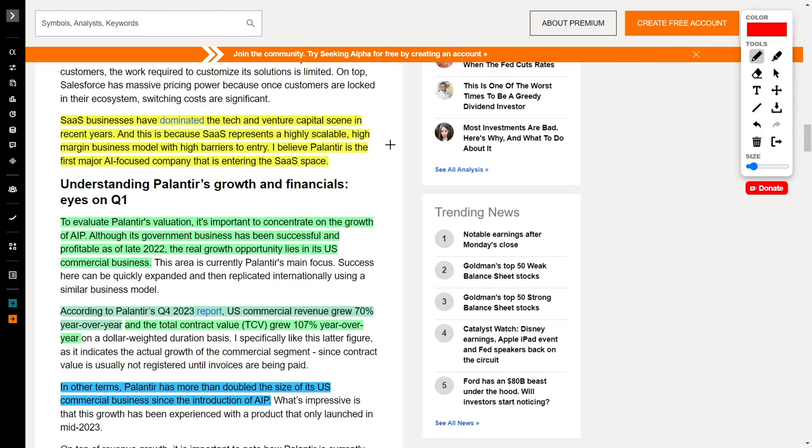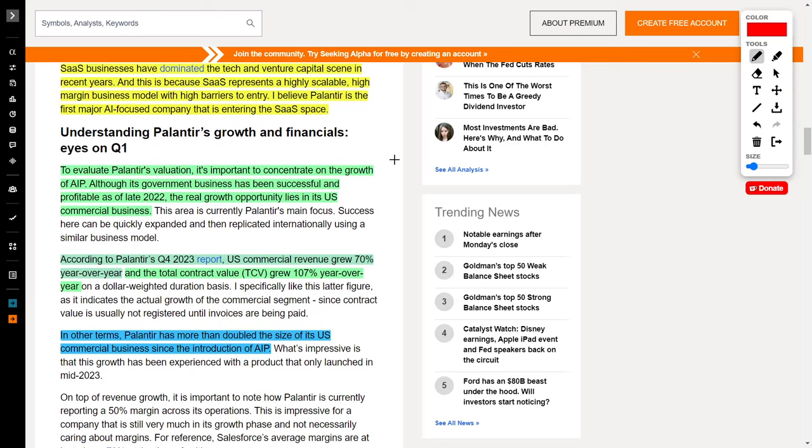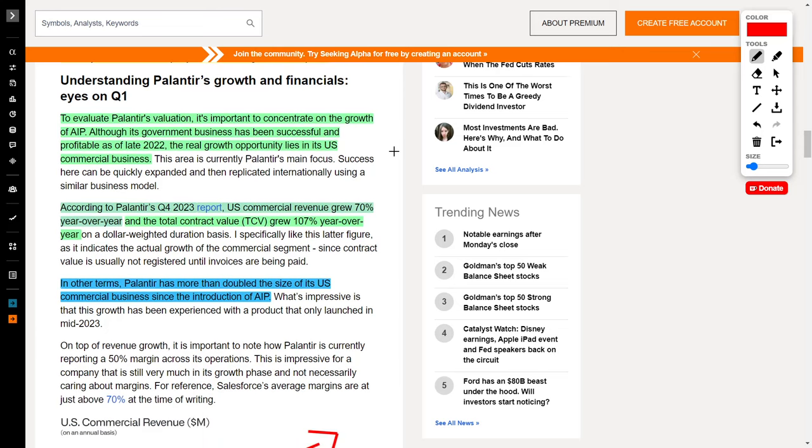If you didn't know, a SaaS business is a very highly scalable business which has lucrative margins, and that's why a lot of investors decide to invest into SaaS, or software as a service, businesses. Obviously, this type of business model has fueled Palantir's overall success. But like I mentioned, the real growth opportunity here lies in the United States commercial business and not necessarily their government business.